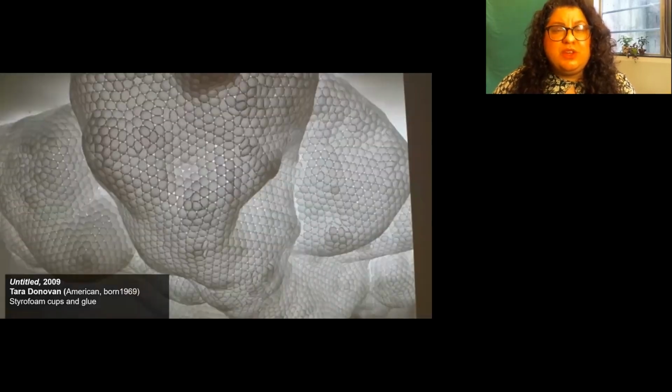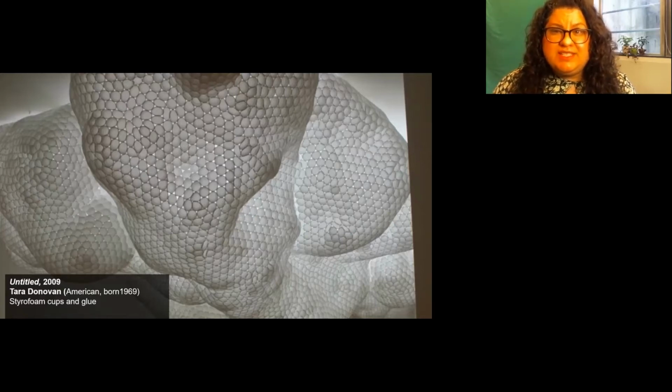This is a closer look of the same work. Also, this show was the first museum survey of American artist Tara Donovan, featuring sculptures and installations created over a decade of her work, exploring the transformative effects of accumulation and aggregation.